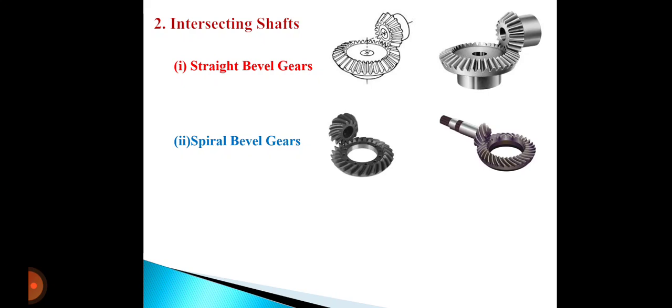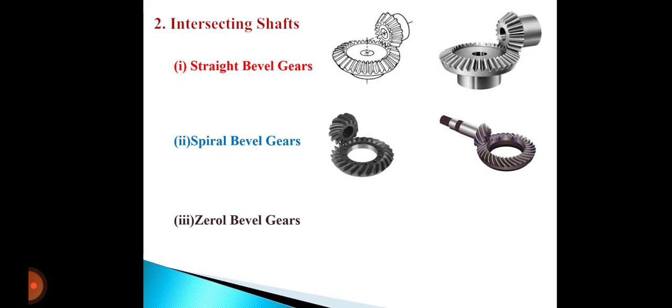In the case of spiral bevel gear, shown in this figure, it is clear that when the teeth of the bevel gears are inclined at an angle to the face of the bevel, they are known as spiral bevel or helical bevel. These are used for the final drive to the differential of an automobile.